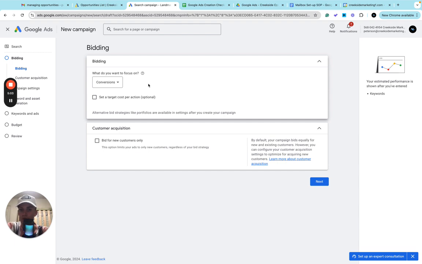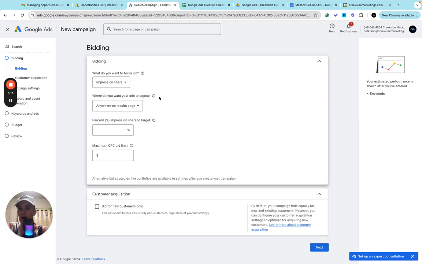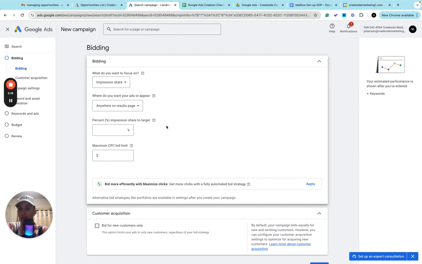Typically, you only want to do this if you have a fairly large budget compared to your competitors and you want to absolutely dominate your market. With impression share, your whole goal is to obviously show up as much as possible. And if we select it here, we can see all the options that we have. What we can do here is essentially set a maximum cost per click bid limit, which basically limits the amount you're willing to spend per click.